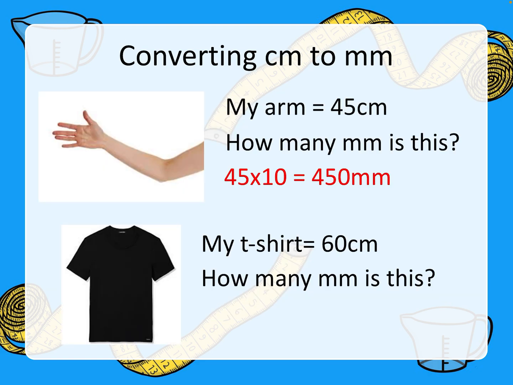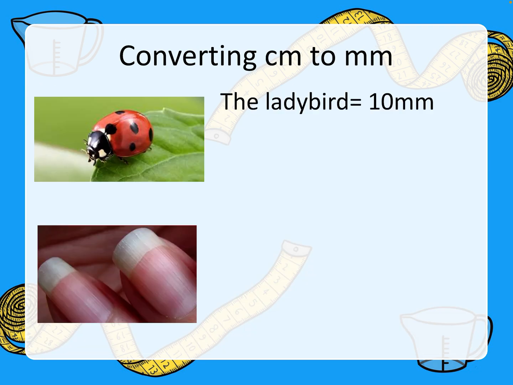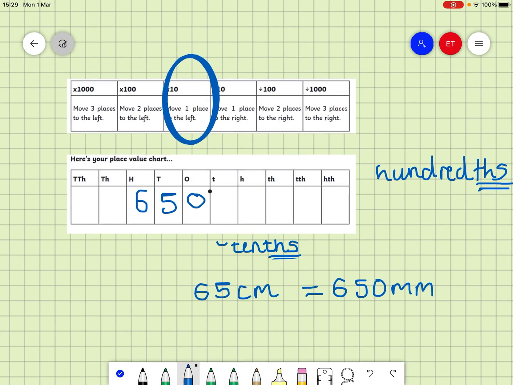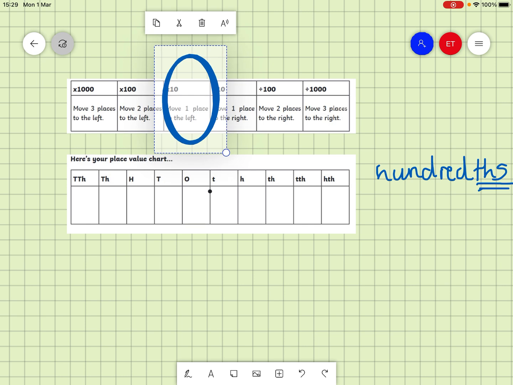So let's put this into practice. This ladybird is 10 millimetres. How many centimetres is this? Now this is where we need to use our decimal point. Okay, so that's not going to let me delete it, is it? There we go.